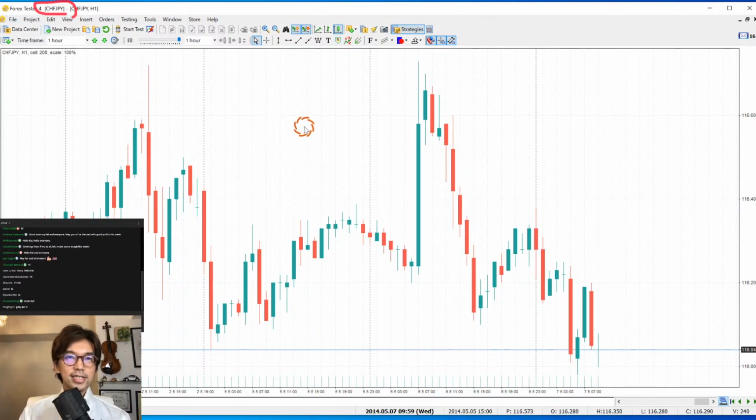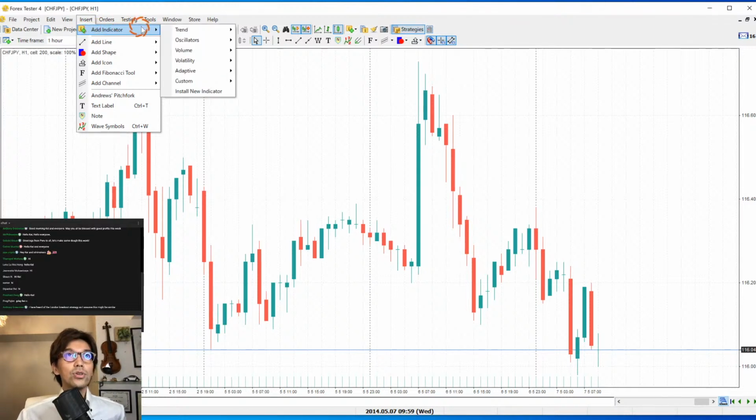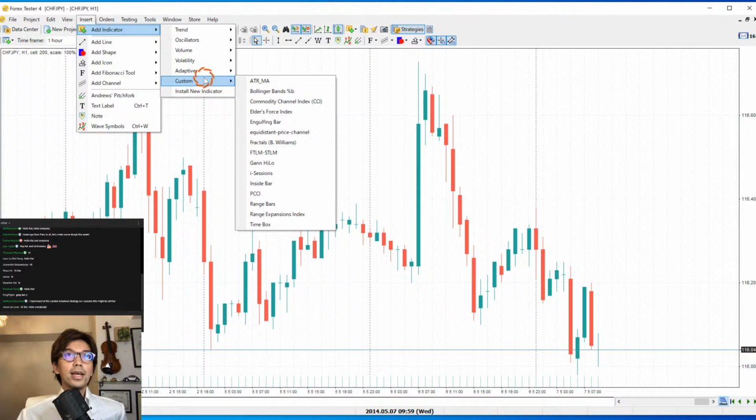So this is Forex Tester 4, and on this one actually there is a sessions indicator. If you're using Forex Tester 4, you can come to Insert, add indicator, go to Custom, and there is iSessions. So if you want to take a screenshot, you can do it right now.